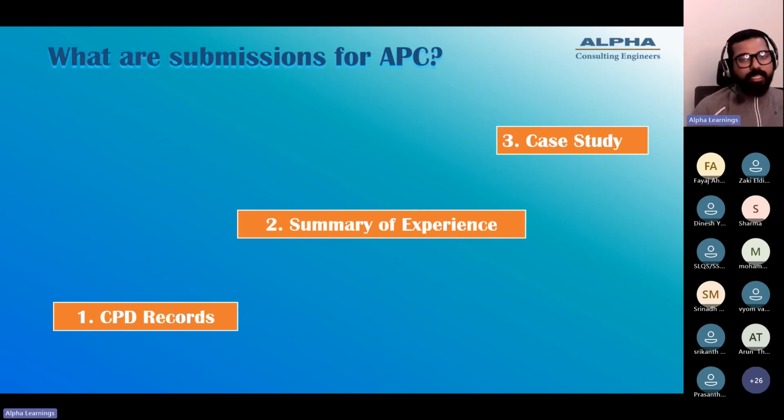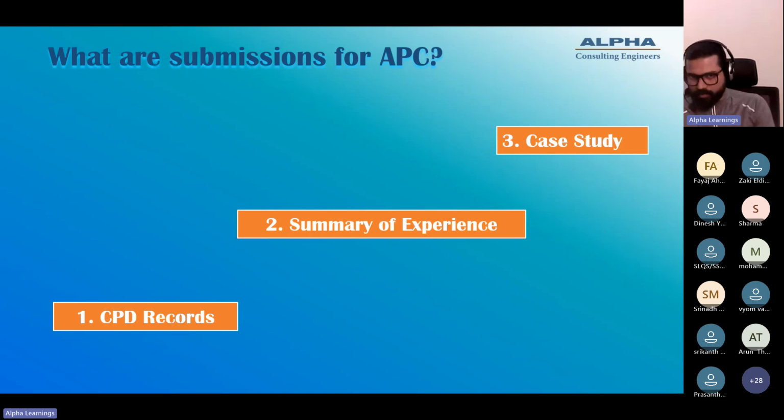They have to declare that in the last 12 months from the date of submission, they have done 48 hours of learning or CPD records, and they have to declare on the RICS portal how many hours they have done, what CPD they have done, and for how many hours. So in the last 12 months, all the CPDs will be added, and that should be more than 48 hours. 48 hours is the minimum requirement.